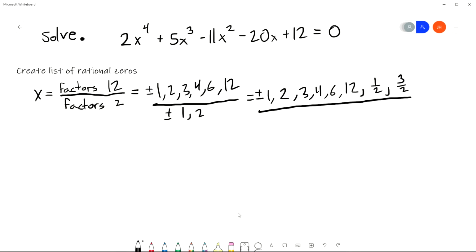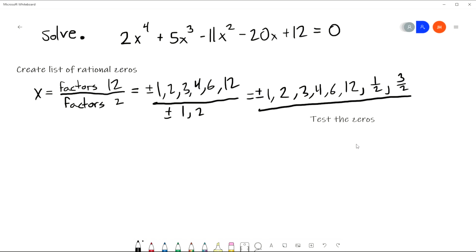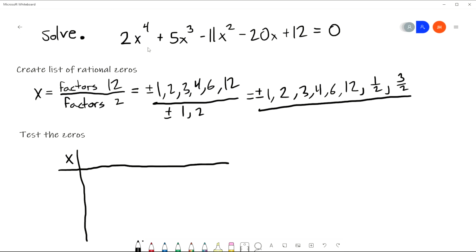What is the next step? The next step is to test the zeros. Remember, that's what we're going to do here. So to do that, I would like to create a table. X. And this monster: 2x to the 4, 5x cubed, minus 11x squared, minus 20x, and 12.